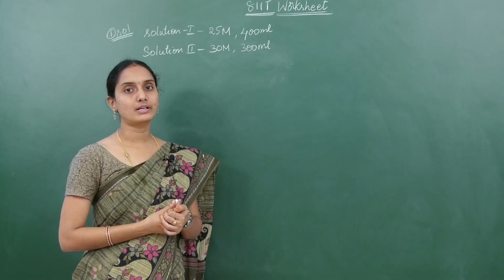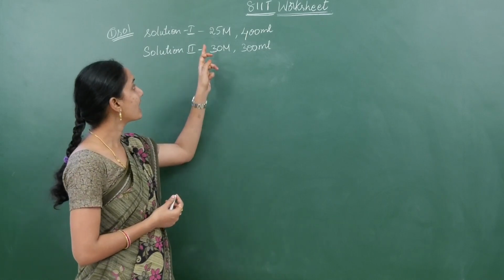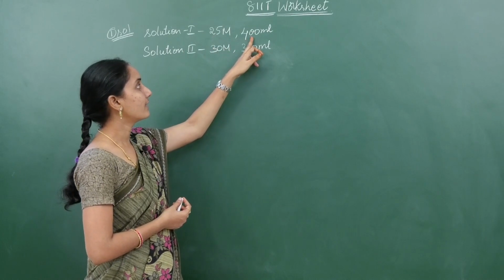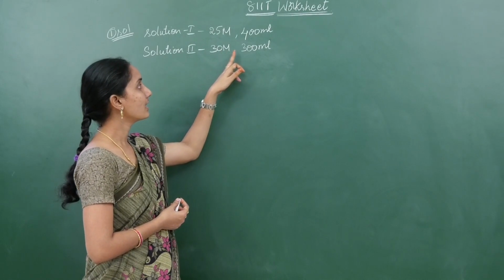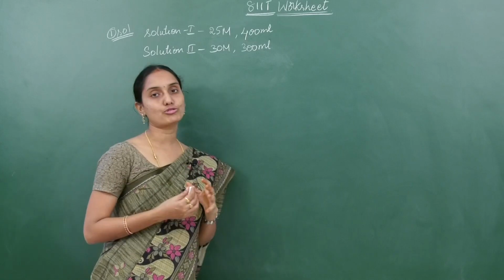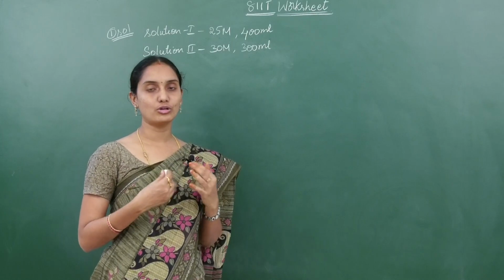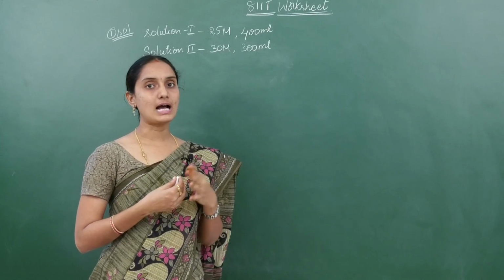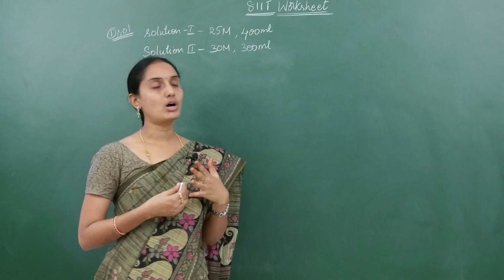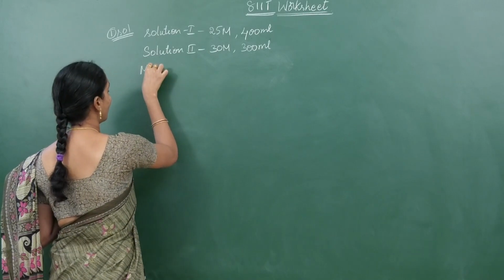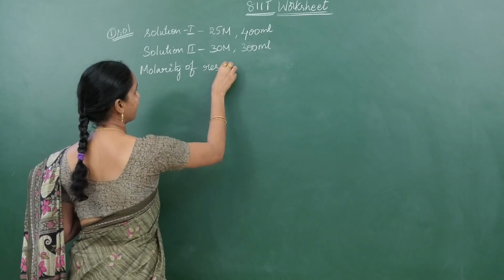The first question of your worksheet: a student has two solutions. Solution 1 has the molarity 25 molar and 400 ml of volume, children, and solution 2 has 30 molarity with a volume of 300 ml. Those two solutions were taken by the student and they were mixed together in order to get a resultant solution. Now they asked you to find out the molarity of the resultant solution. So what you have to do is find out the molarity of the resultant solution.